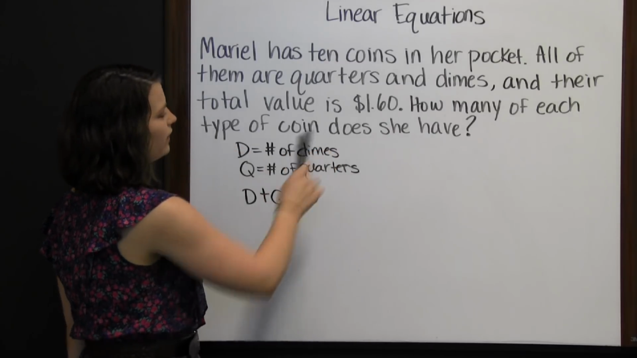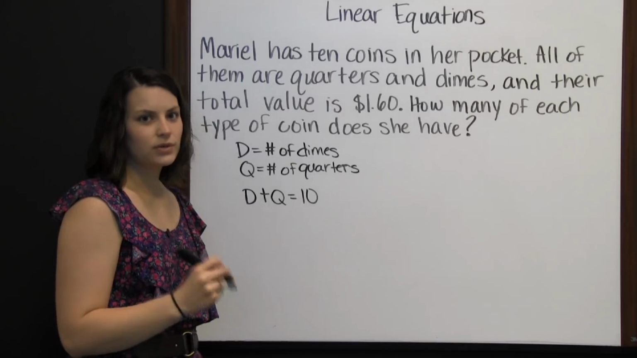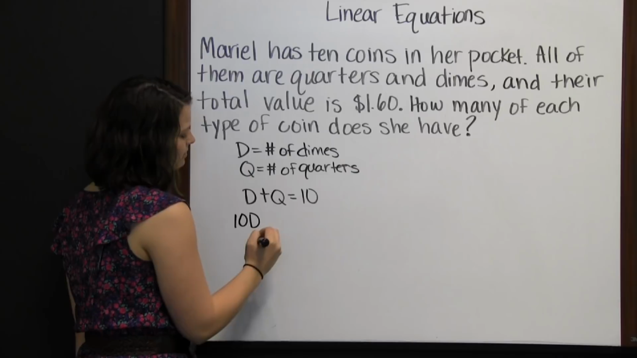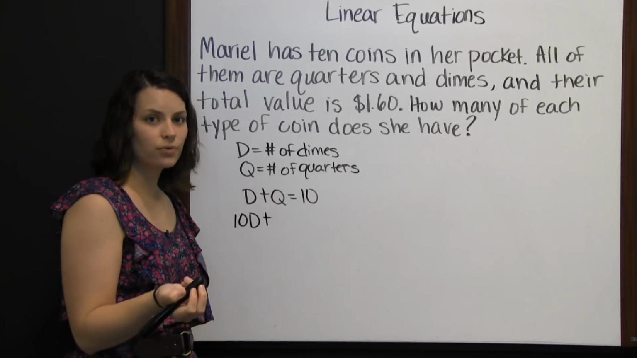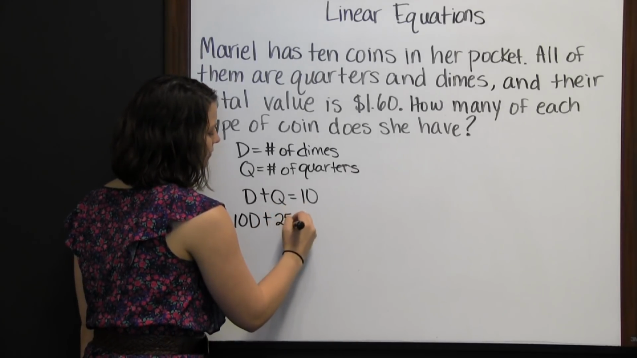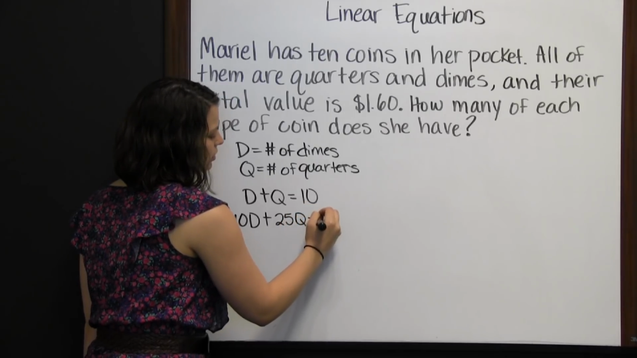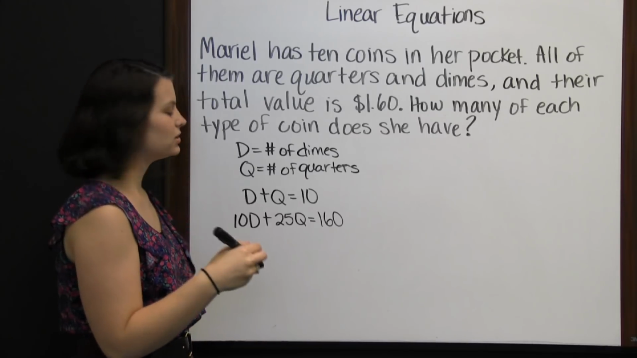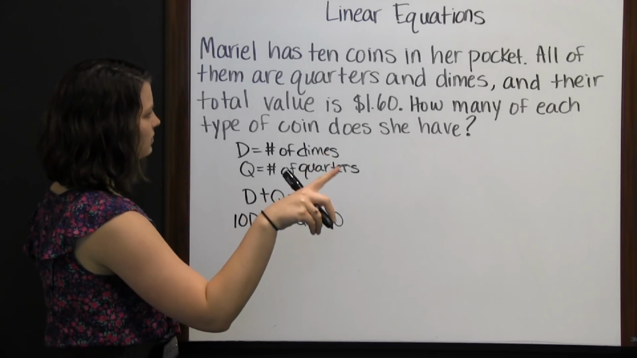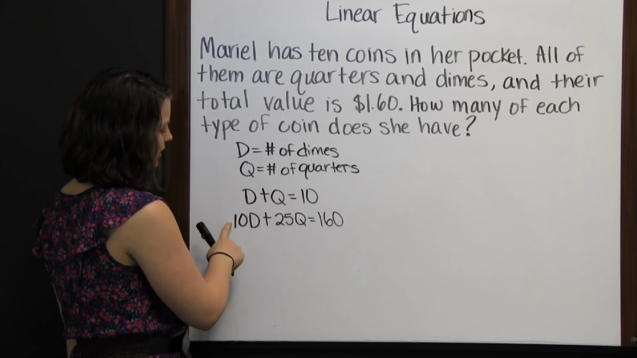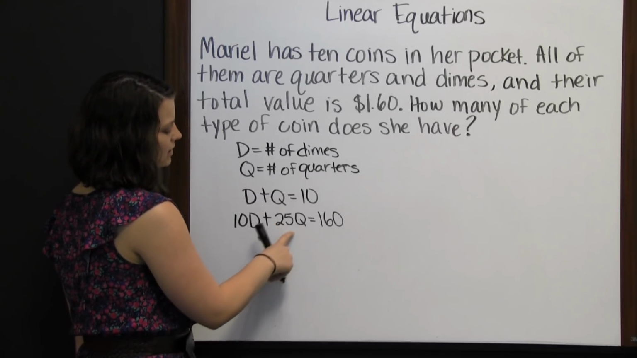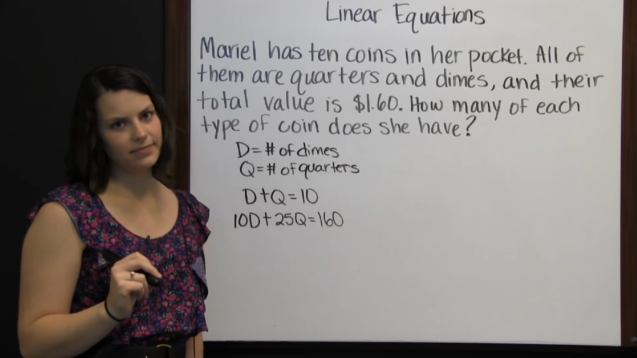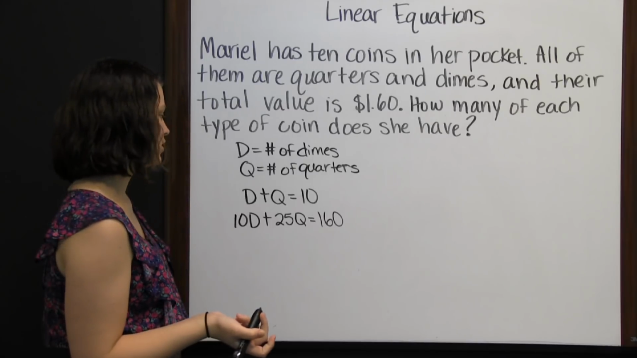Next, we're told that the total value is $1.60. Well, dimes are worth 10 cents. So 10 times however many dimes she has, plus quarters are worth 25 cents, so 25 times however many quarters she has, will give us a total of 160. We've eliminated the decimals, so we just move the decimal over 2 times to the right for all of our numbers. So instead of 10 cents, we have 10. Instead of 25 cents, we have 25. And instead of $1.60, we have 160. But you could leave the decimals in there if you wanted to.